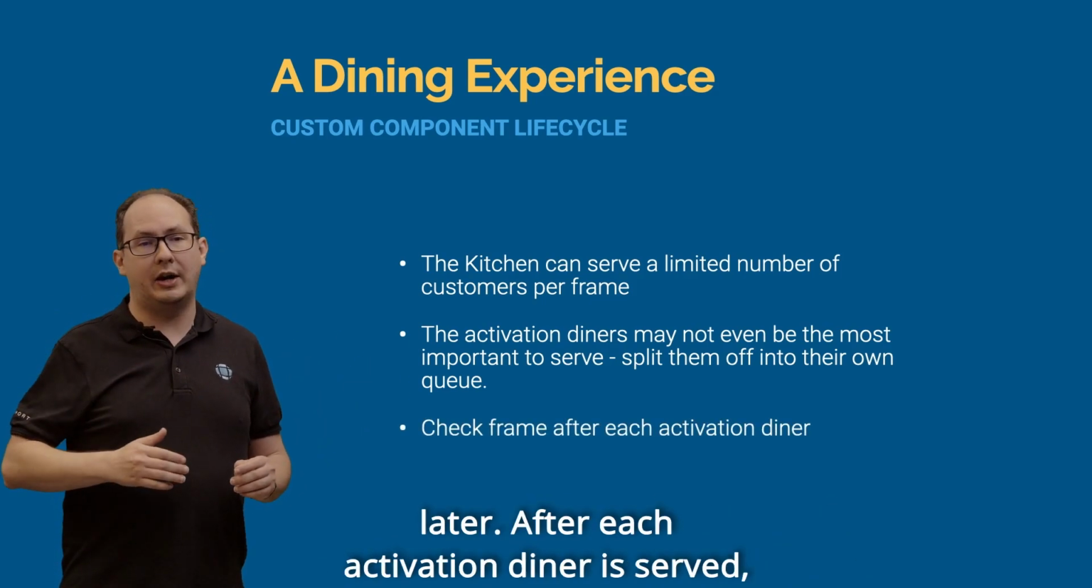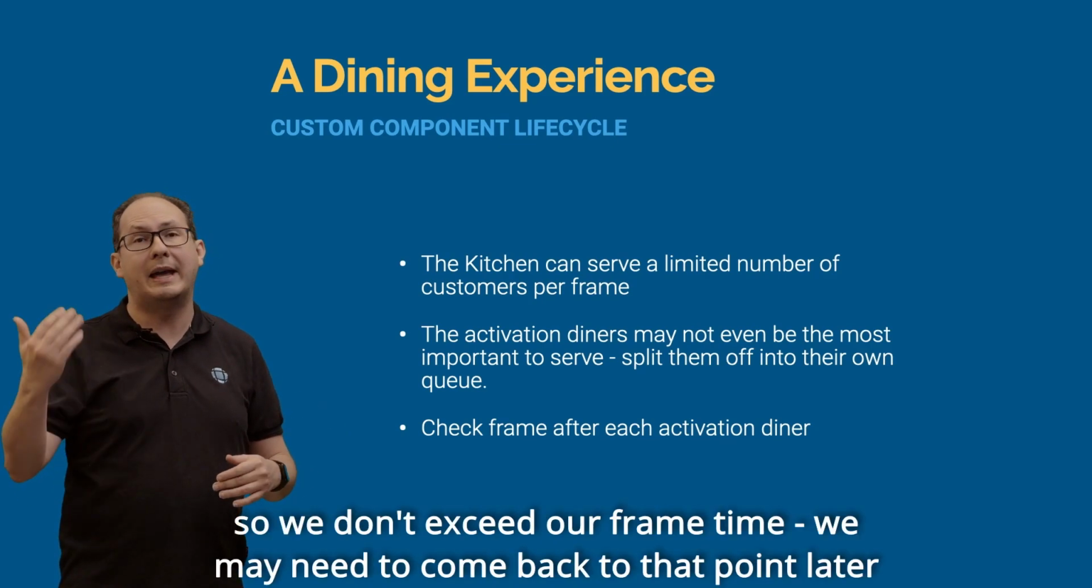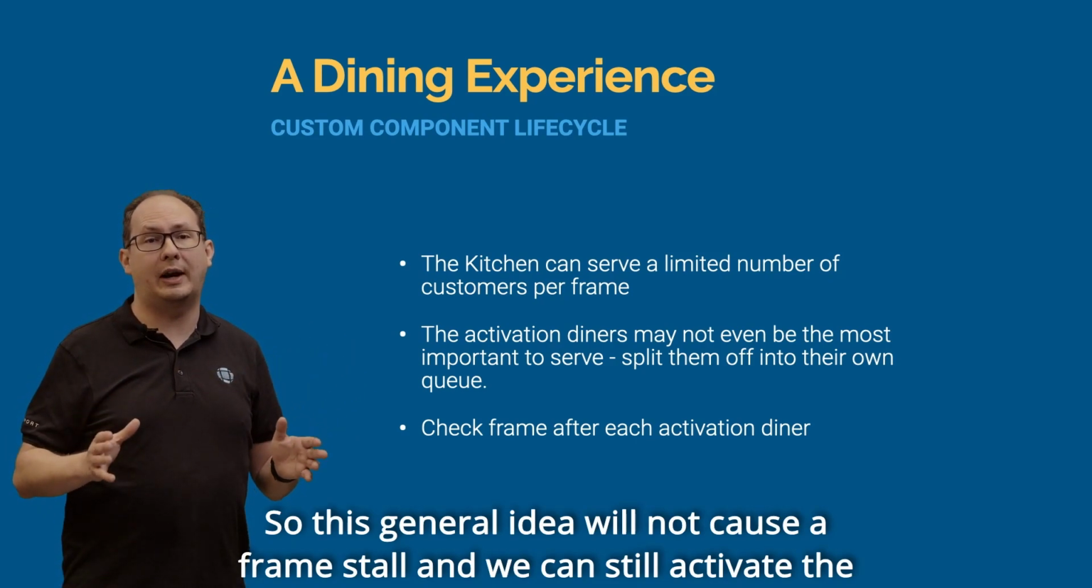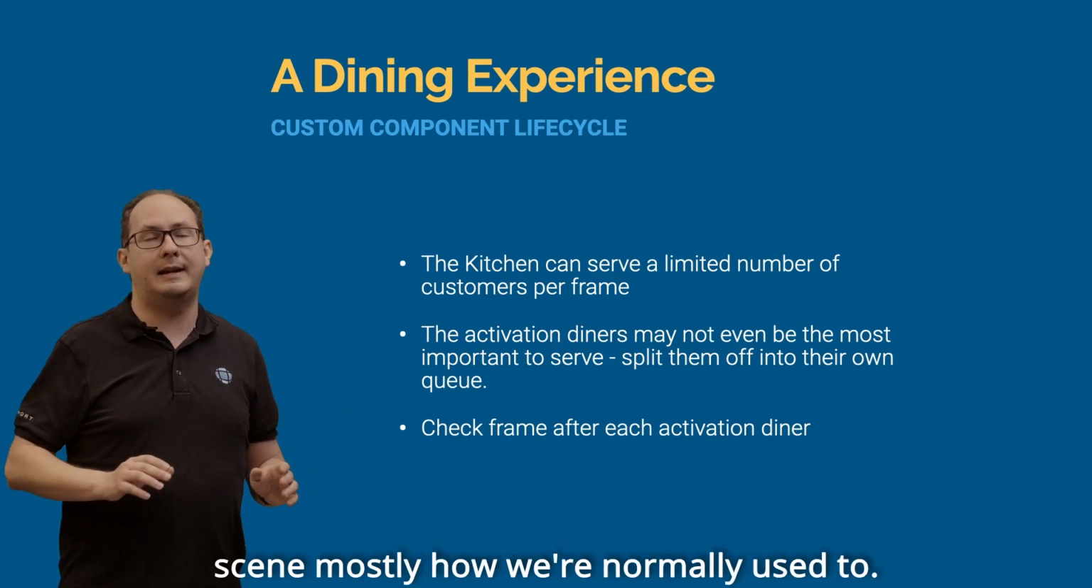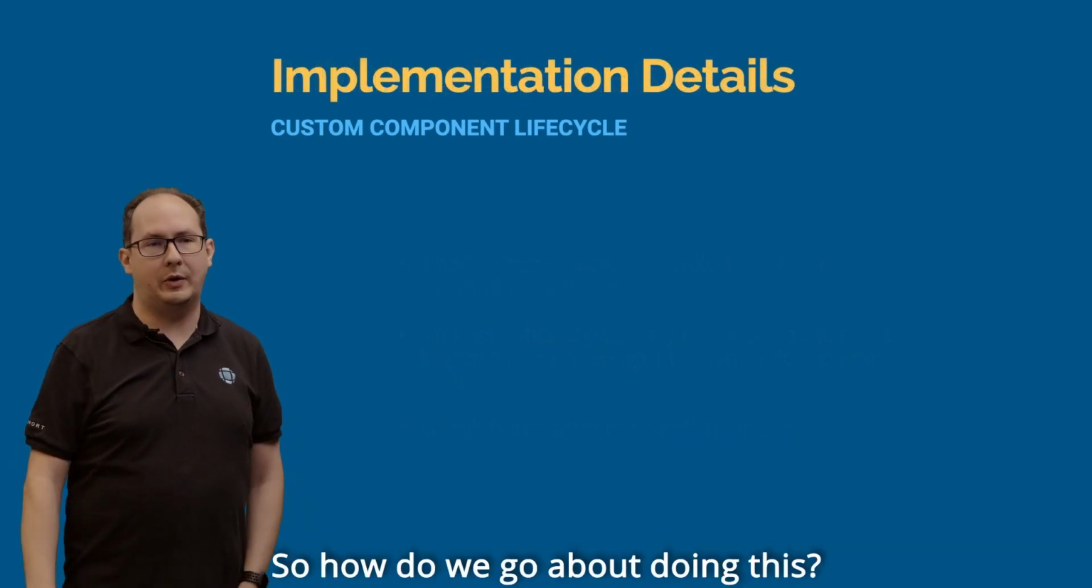After each activation diner is served, we have to check how much time we have left so we don't exceed our frame time. We may need to come back to that point later on. So this general idea will not cause a frame stall, and we can still activate the scene mostly how we're normally used to. So how do we go about doing this?